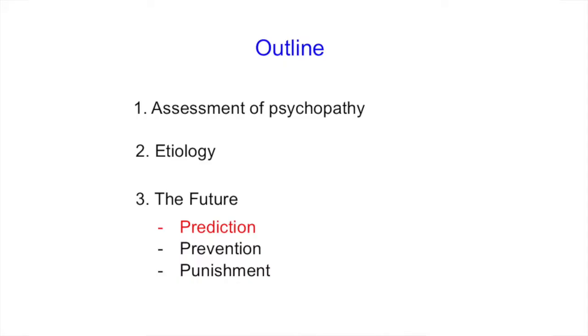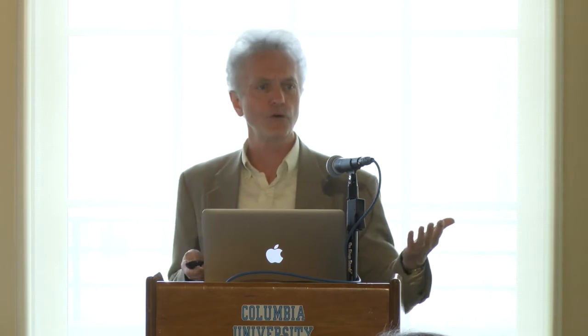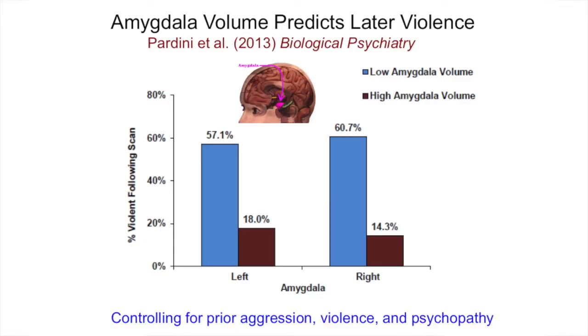Okay, so now what I'd like to do, in about 7 minutes left or so, I'd like to turn a little bit to the future. I'd like to look, first of all, to prediction. Now, what do we make of research on the etiology of psychopathy to the question of predicting not just psychopathy, but also future crime? Well, this is a study that Dustin Pardini conducted at University of Pittsburgh. Remember, a reduction in the amygdala, we think, is a risk factor to psychopathy.